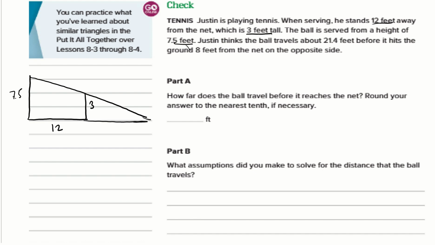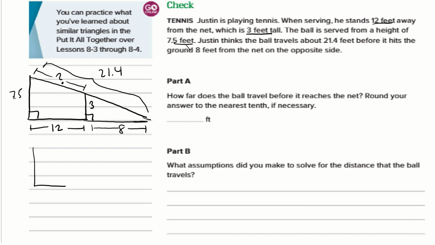It says he thinks the ball travels 21.4 feet. So he thinks that it travels that much, 21.4 feet, before it hits the ground, 8 feet from the net. So, okay, from here to here, and then from here to here is 8 feet from the net. How far does the ball travel before it reaches the net? So they're looking for this distance. Okay, so notice that there's 2 triangles here. There's this right triangle, there's this right triangle here. So these 2 triangles are similar.